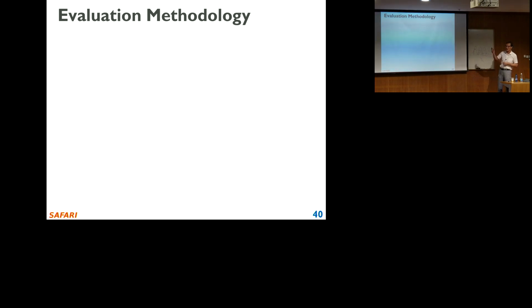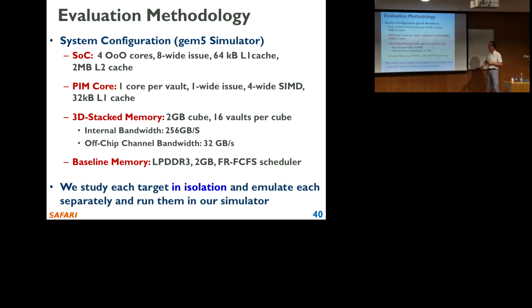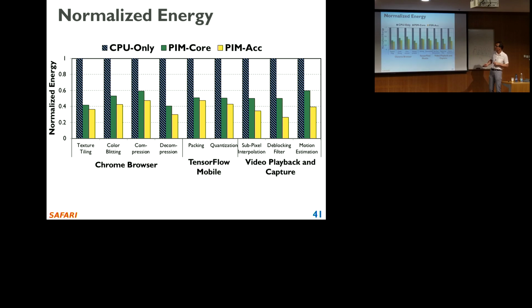And I don't have the graph over here, but the paper has the graph which shows you move these functions into the memory so that you minimize the data movement. So we evaluate these with simulation. I'll give you some basic results. These are the system configuration. You can take a look at it in more detail. And these are the results.